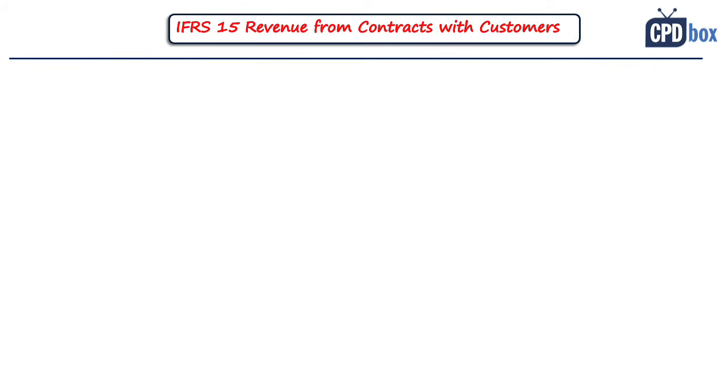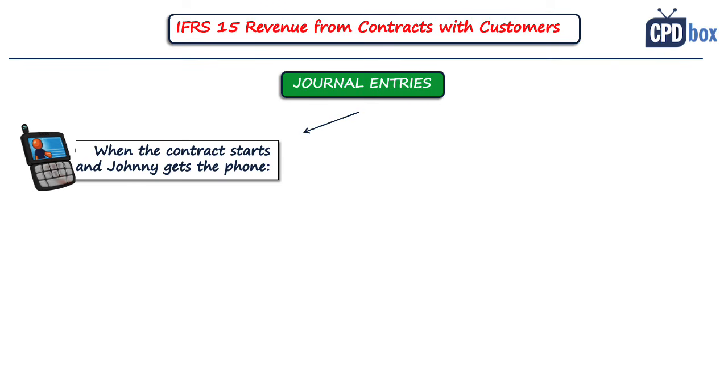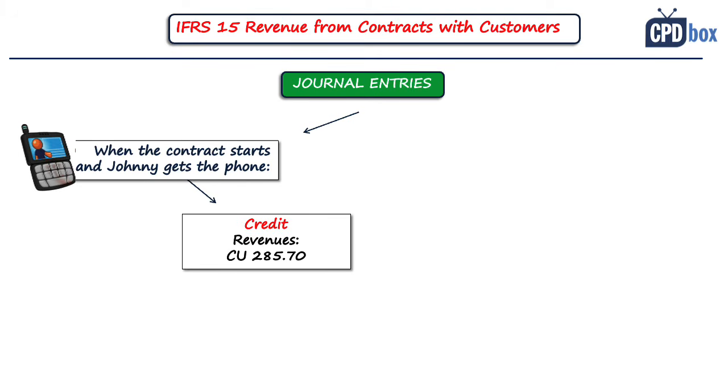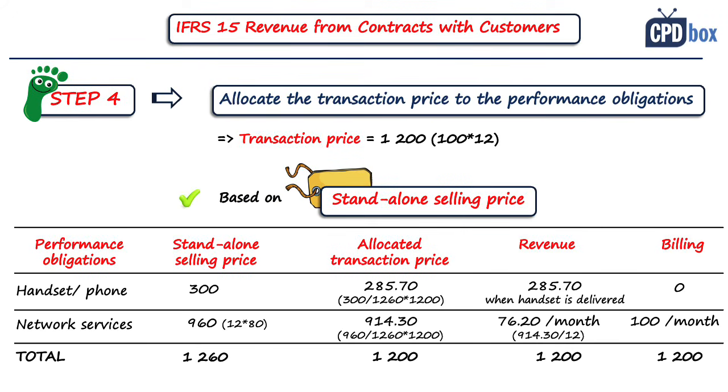So now we know everything to draft the journal entries. First of all, when the company signs the contract and gives phone to Johnny, it records credit revenues in profit or loss from the sale of phone with 285.70 currency units. And where is this number coming from? Well, that's why we did that exercise with allocation. So look back to the table from step number 4. It is right here, the amount allocated to the mobile phone.